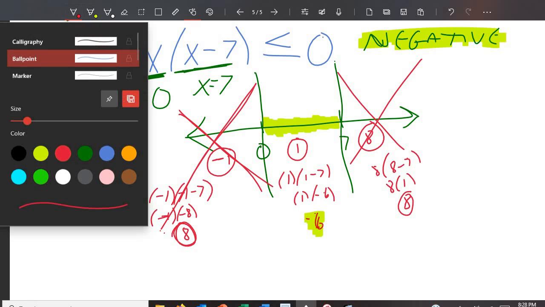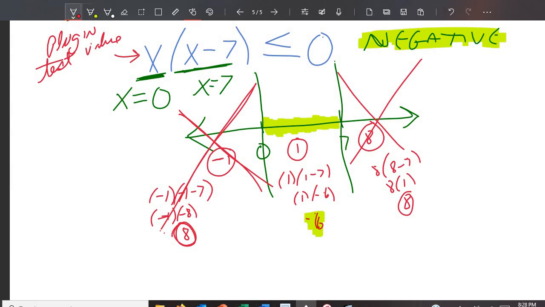This is the one where it doesn't have the union symbol as the answer. It's the two numbers themselves, the 0 and the 7. They're in between. And this one will have a bracket because it's less than or equal to. So it's a little process you've got to go through.